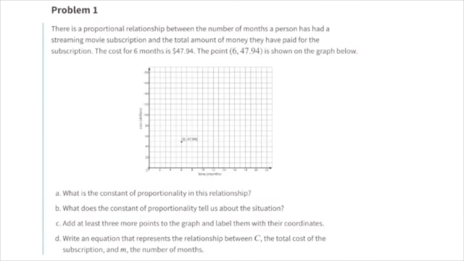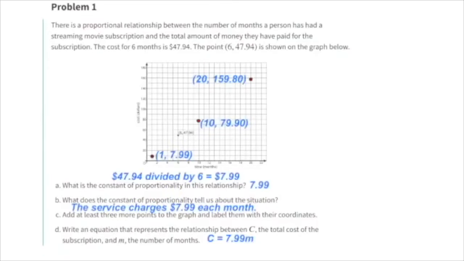A. What is the constant of proportionality in this relationship? $47.94 divided by 6 equals $7.99. The constant of proportionality in this relationship is $7.99. B. What does the constant of proportionality tell us about this situation? It tells us that the service charge is $7.99 each month.